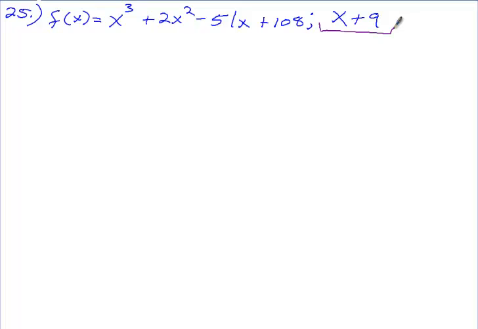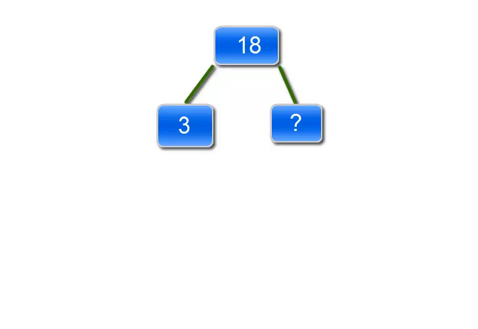So I'm giving you a polynomial and I'm giving you a factor, and I want you to factor the polynomial completely. So let's look at the number 18. If I said factor 18 completely, if 3 is a factor, so that means that I'm going to have a 3 under here, right? 3 is a factor of 18. What does that mean? How would you find the other number?